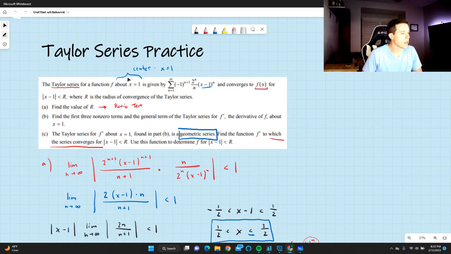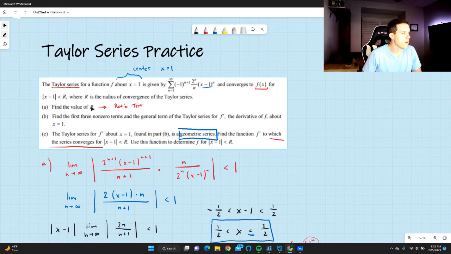Then it says it's about x equals 1. That just means the center is at 1. So it's centered at 1, and we can see that from this term right here. x minus 1 means the center is at 1, which means it's most accurate when you plug in values closer to 1. And converges to f of x, that just like I said means it represents a function. So its sum, if you will, this is the same thing as saying it converges to f of x. Its sum is some function. And they say r is the radius of convergence, that's just the thing we've seen a bunch. There's a radius of convergence and an interval of convergence for this Taylor series.